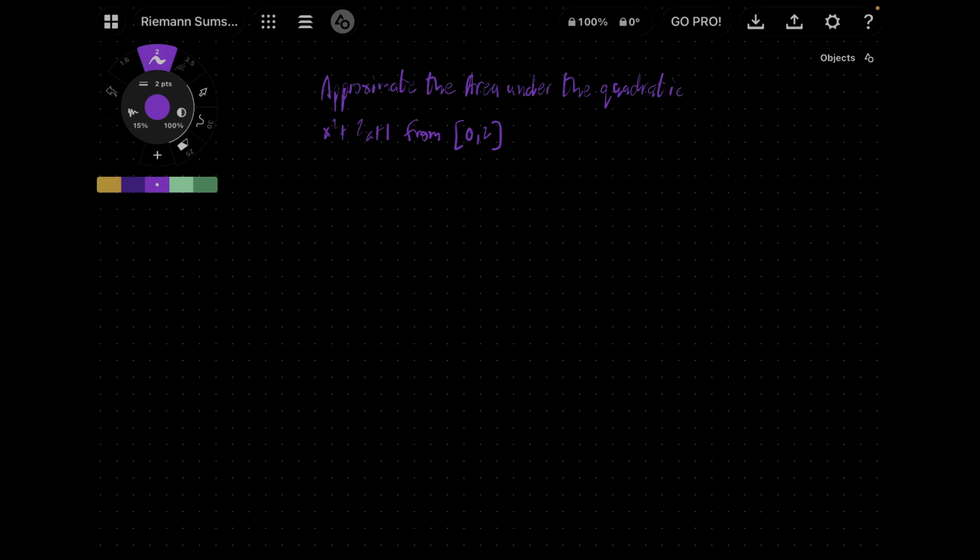But before we do that, one final thing, we need to figure out what b minus a over 6 is in our formula. Since b is 2 and a is 0, we get 2 minus 0 over 6, or 2 over 6, or just 1 over 3. So we can start applying our formula now.